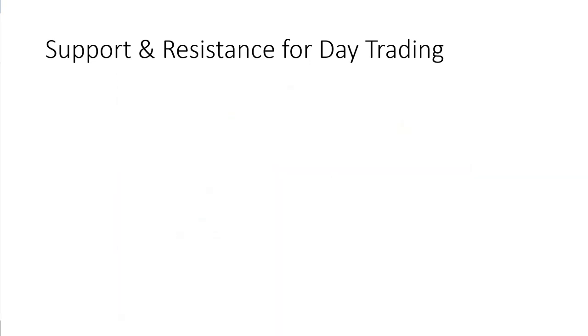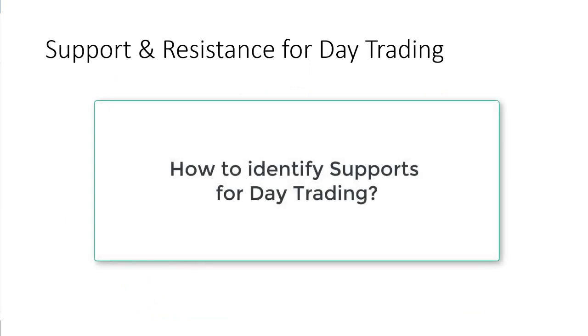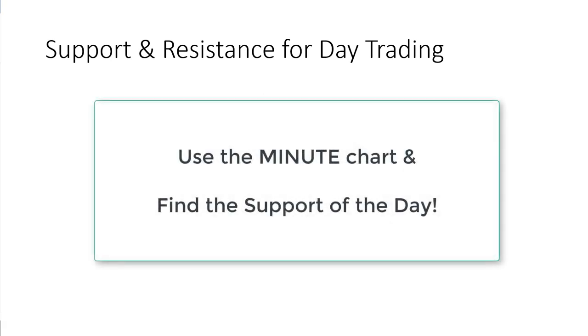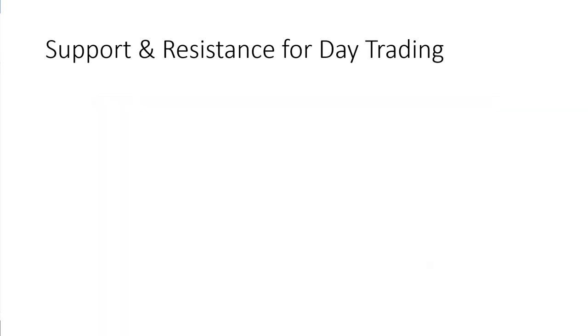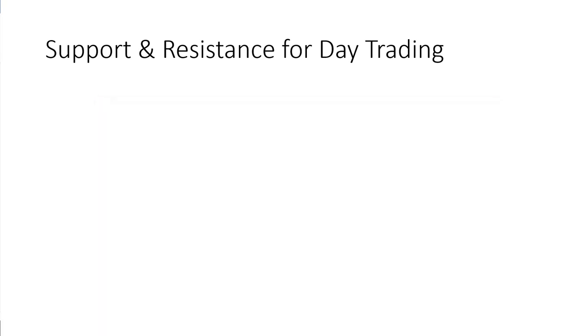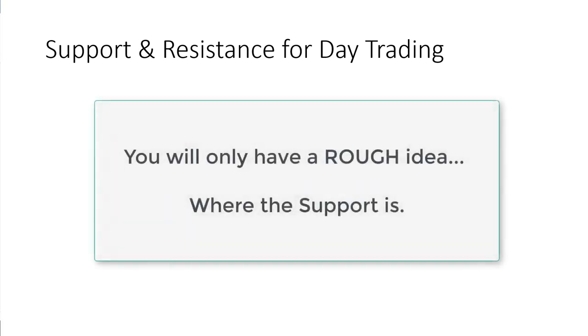First of all, let's talk about support. Now, how do we identify support in the first place? There are two concepts I want you to keep in mind. First of all, roughly look at the minute chart to find the support. Yes, minute chart. Not the hourly chart, not the day chart, but the minute chart first. The chart for the day. This is the first idea. The second idea is to roughly look at the market depth and search for that thick queue at the buyer side. Now, with these two foundations, you would roughly have a support price in mind.